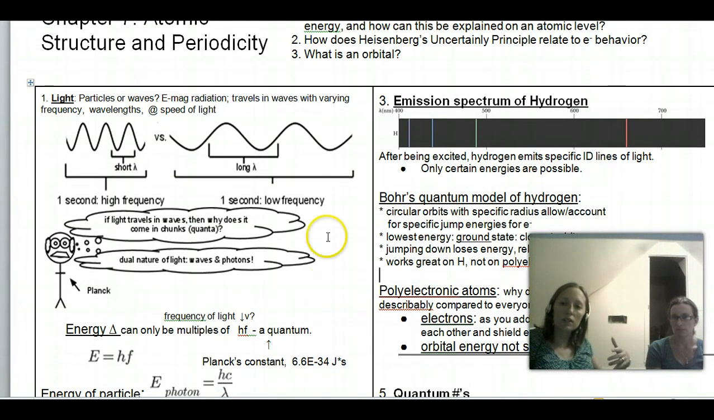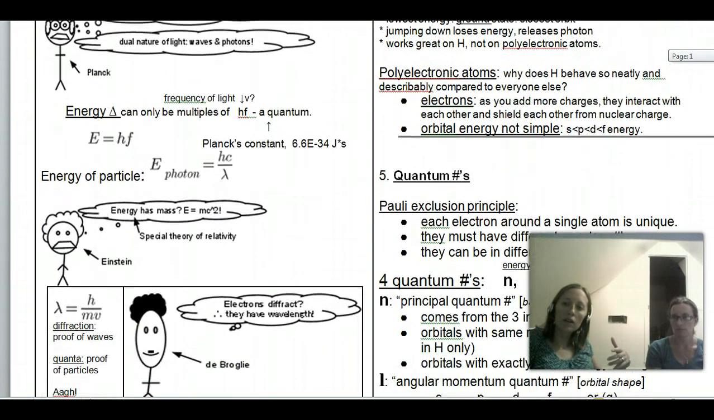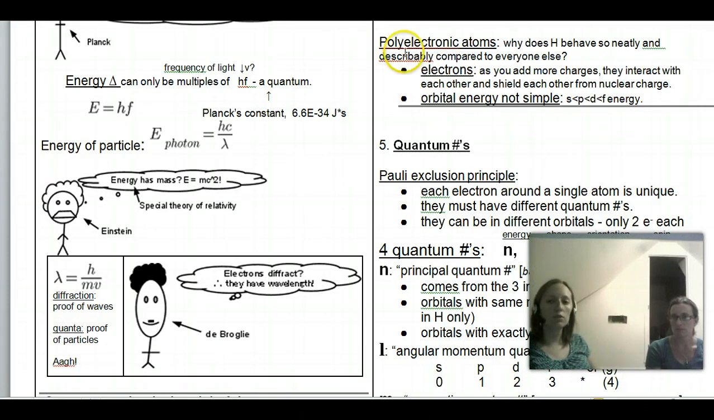crazy elements. Come here. Called polyelectronic atoms, which is atoms with more than one electron. And the question that you get is, well, then why is hydrogen so good, but all of the other elements are confusing and don't work with his model? And the problem that you encounter is that when you've got several electrons near each other, they interact with each other as well as with the nucleus, and so it's not as pretty anymore. So they're pulling on each other, and they start shielding each other from the amount of charge from the nucleus, and so that's why it doesn't work as well.